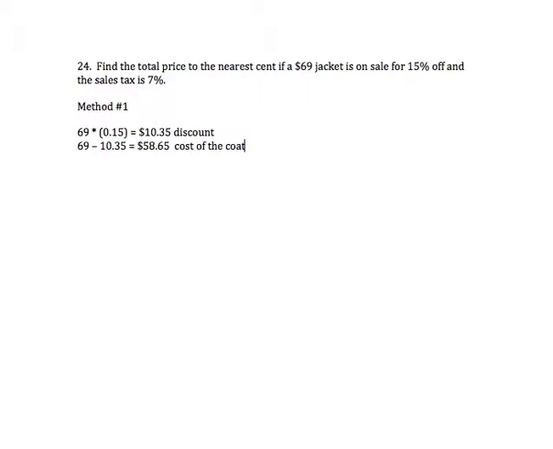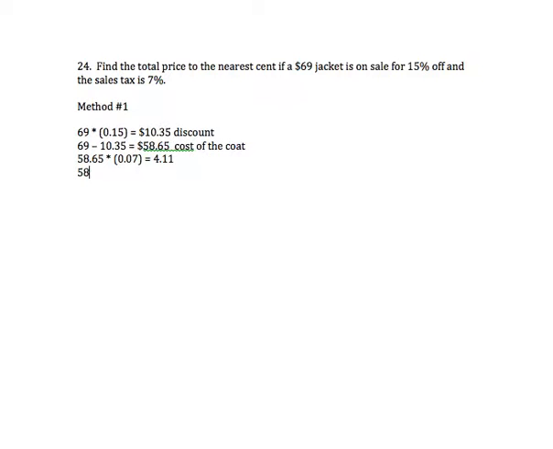But of course, we have to pay our sales tax, and in this case, the sales tax is 7%. So on the next line, I'm going to take my $58.65 coat, and I am now going to multiply by my 7% sales tax. So that would be 0.07. When I multiply that out, I should get a value of $4.11 approximately.